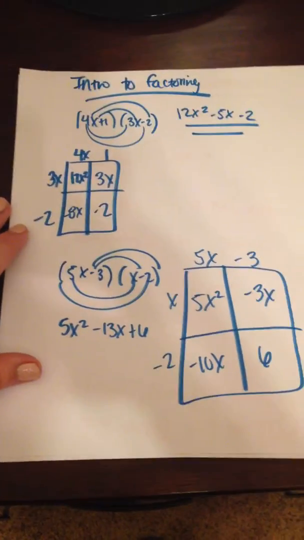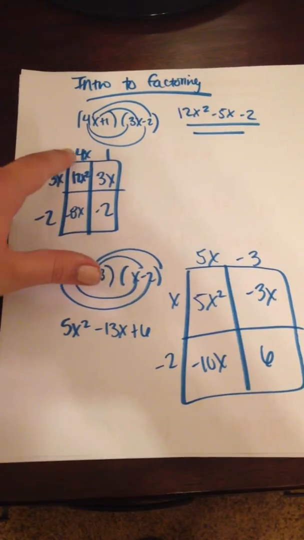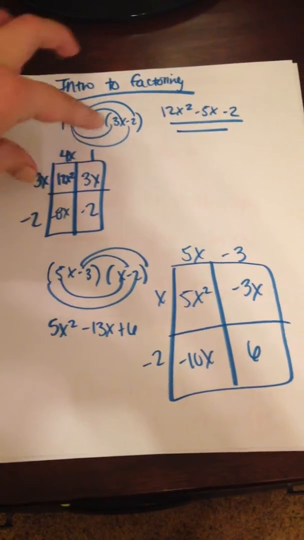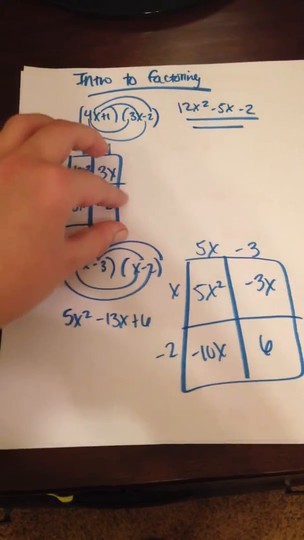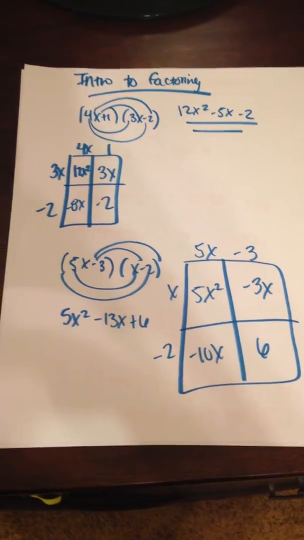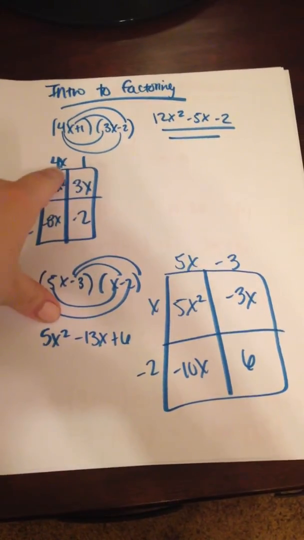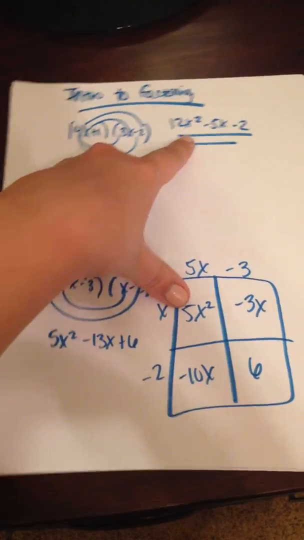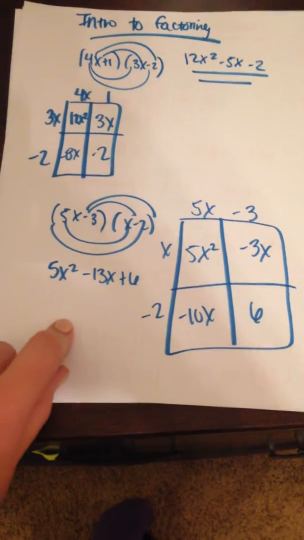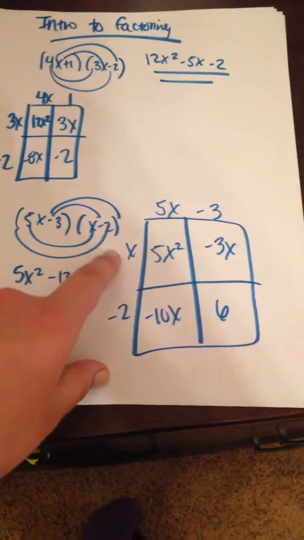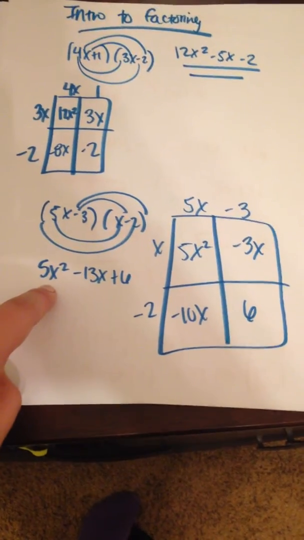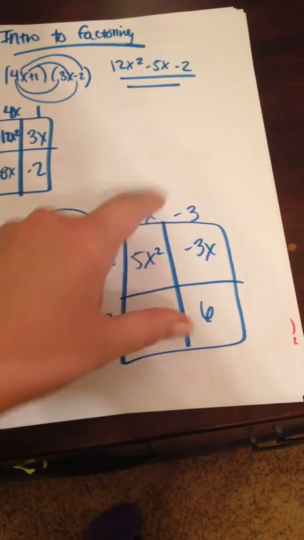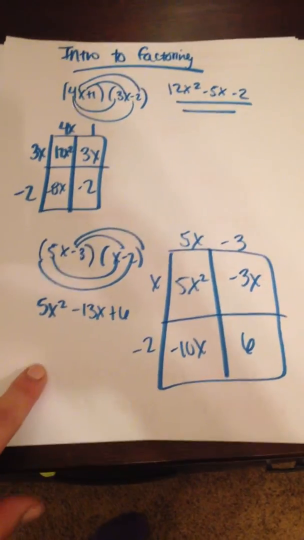And a way to set that up is you can do the box method, where you have your two factors and you put them on top and you put these on the side. And that's where you can join them, and then you get your numbers, and that's how you get the factors for 4x minus 1 and 3x minus 2. These are the factors right here for this equation. And I did another one down here, which you can see, which is 5x minus 3 and x minus 2, and that comes out to be 5x squared minus 13x plus 6. And when you do the box method, these are the different factors you get for this equation.